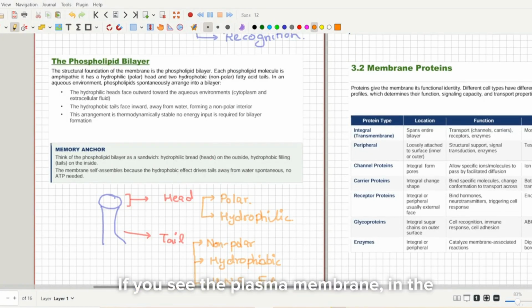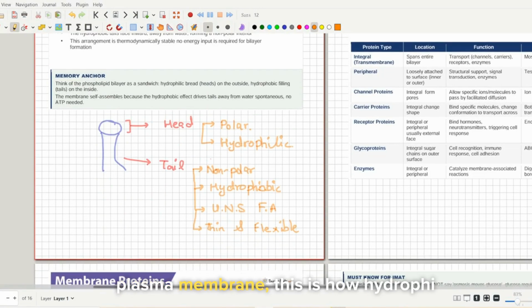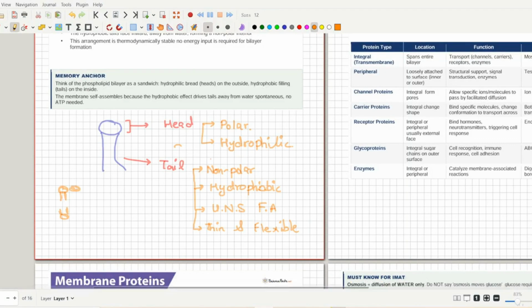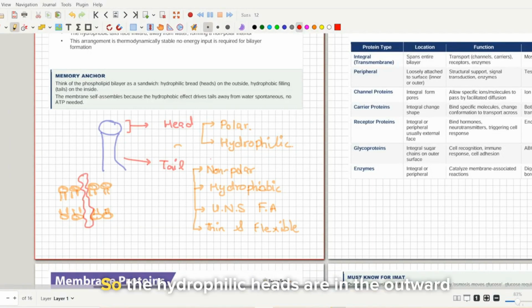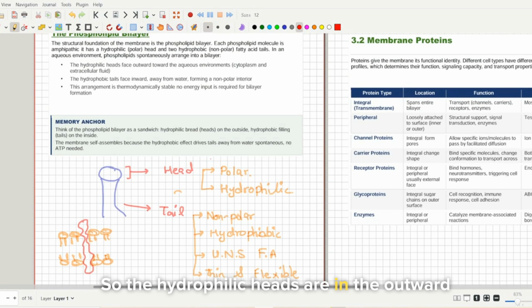If you see the plasma membrane, this is how the hydrophilic head is outside and the tails are inside, just like this. You can see the diagram here. So the heads are facing outward and the lipids are inside, and then in these lipids you have different kinds of proteins and carbohydrates that are inside of these molecules like this, right? So the hydrophilic heads are outward and the hydrophobic tails are inward.